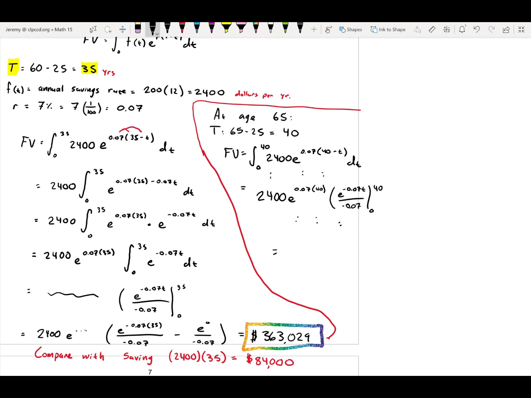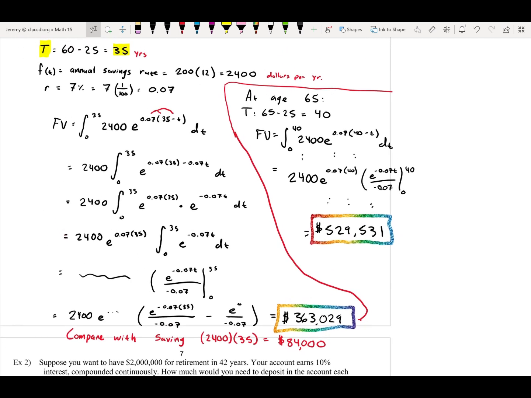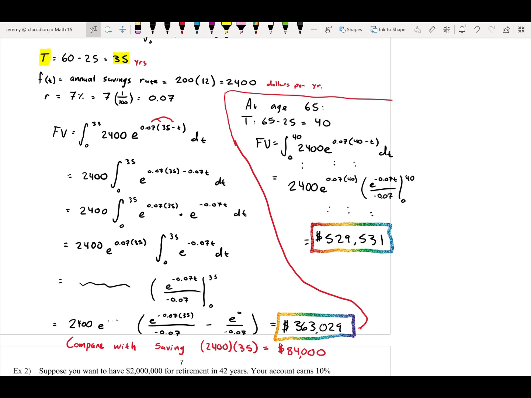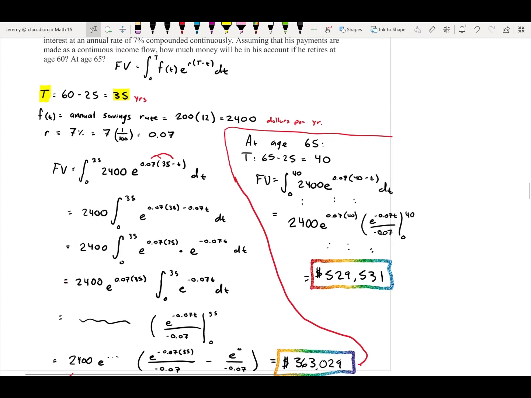Okay, and I'll spare you the details. Here is what we end up with. We're left with $529,531. That is a very significant increase just over the course of another 5 years of saving and not spending out of this retirement account. Okay, so the magic and mystery of compounding interest. Invest your money, folks. All right, that's all we wanted for example 1.